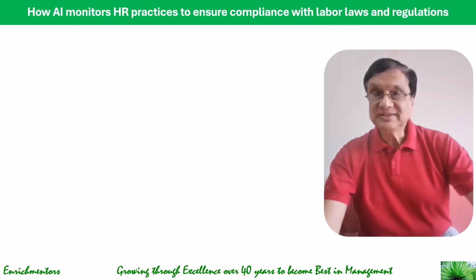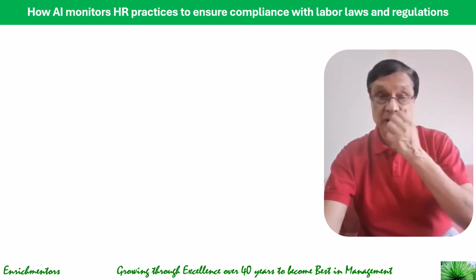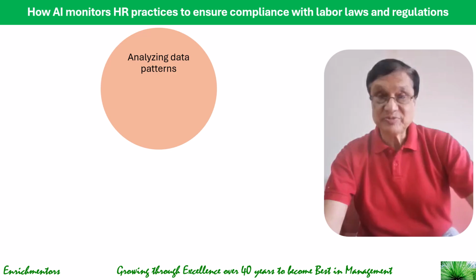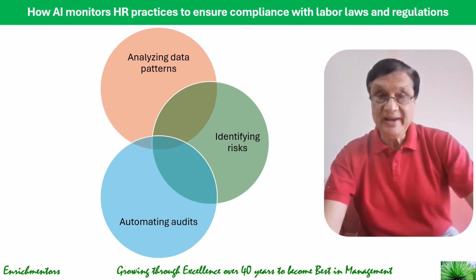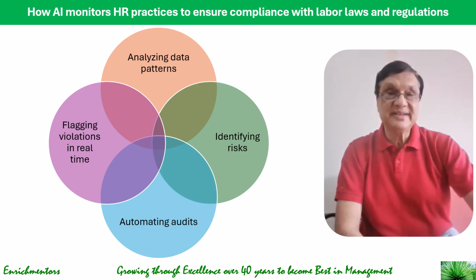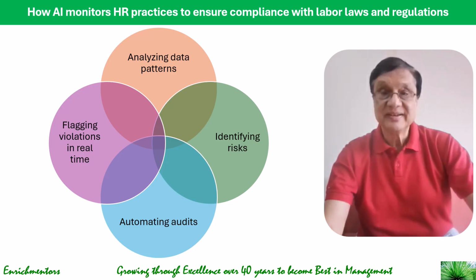See, AI monitors HR practices to ensure compliance with the labor laws and regulations by doing four things at an overall level. It starts by analyzing the data patterns, then identifies risk based on the data, then automates audits and flags violations in real time. So these are the four key things that AI does to monitor HR practices and ensure compliance with labor laws and regulations. Let us take a look at this in more detail, step by step.